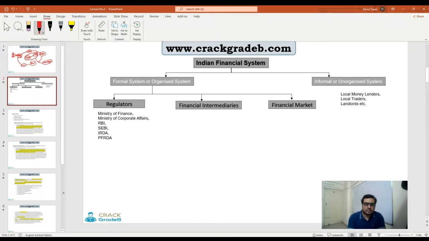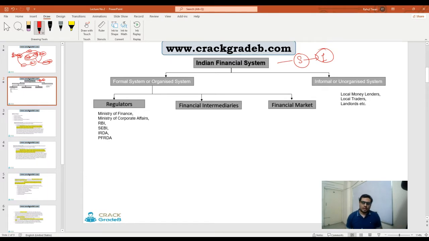In the Indian financial system, first of all, it is divided into two parts. One is the formal system or organized system, and another is the informal system or unorganized system. That is related to what? From savings to investments. We have a system, the Indian financial system, that can be broadly categorized into two parts. When we talk about the informal system, there are money lenders, local traders, and landlords who can lend money on interest.